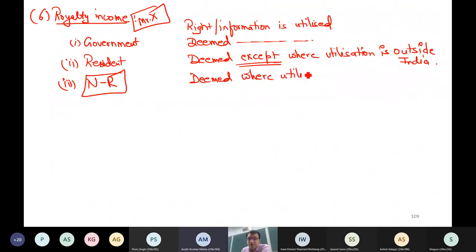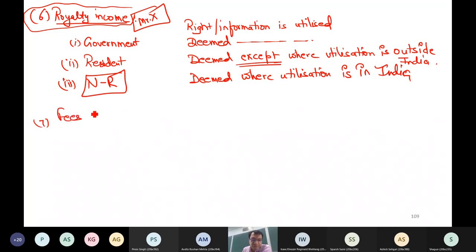What is that one case where it is always treated as deemed to accrue or arise, where utilization is in India? So everything is same, only the heading has become different. Similarly, last point, fees for technical services. Now these three are technical points: interest, royalty, fee for technical service. Otherwise, section 9 is very easy. Fees for technical services. Same thing.